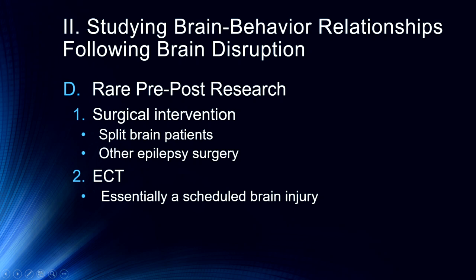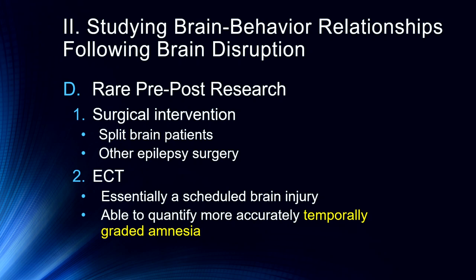Essentially, ECT is a scheduled brain injury. And so as a result, we're able to quantify more accurately what happens when you have that kind of brain disruption. And in fact, we're able to quantify temporally graded amnesia in a pretty amazing way. Temporally graded amnesia is this finding where we get loss of memories surrounding an injury, both before and after an injury. The loss of memories prior to that injury are what we call retrograde amnesia, and the loss of memories after an injury are anterograde amnesia. Most patients lose a chunk of memories both before and after. And there are going to be some important lessons we'll learn from that particular finding.